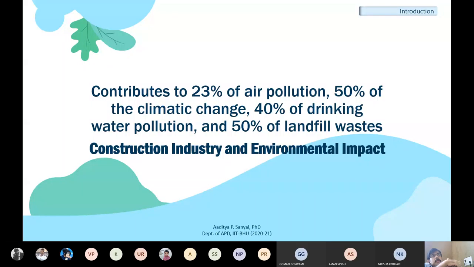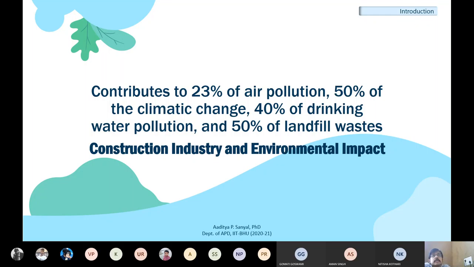We know what are the materials that are used in the manufacturing of cement, and at a certain point, we also discussed what is the amount of CO2 that is released in the manufacturing of cement. Construction industry contributes 23% of the air pollution, 50% reason for climate change, 40% of drinking water pollution, and 50% of landfill wastes.